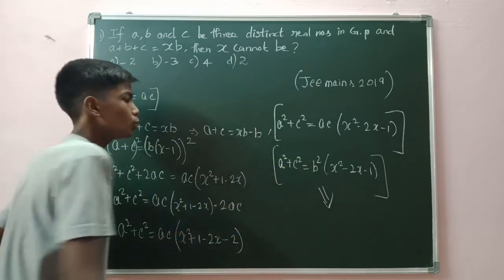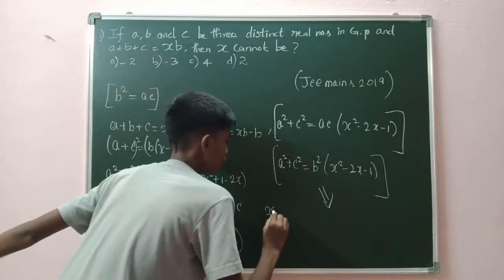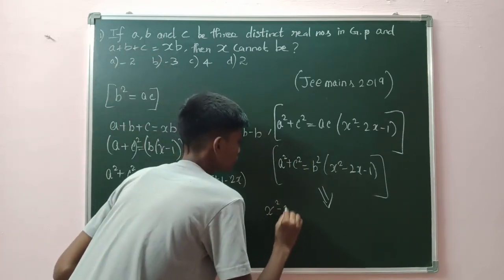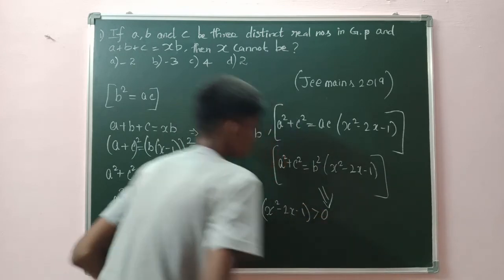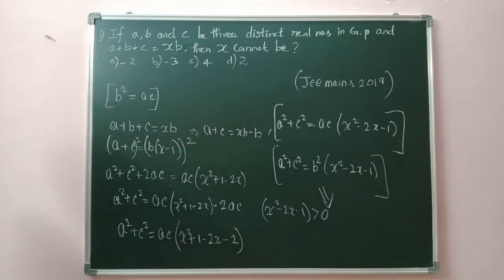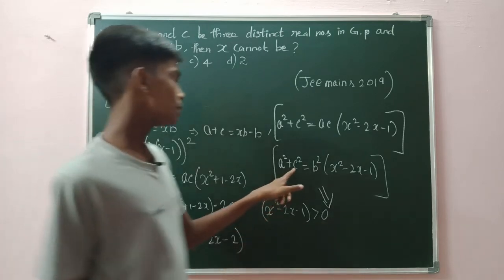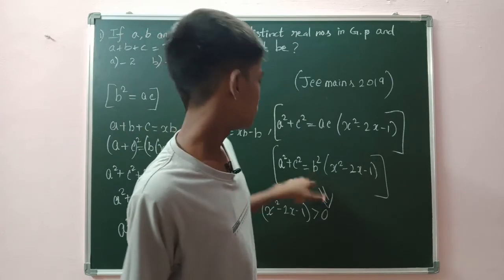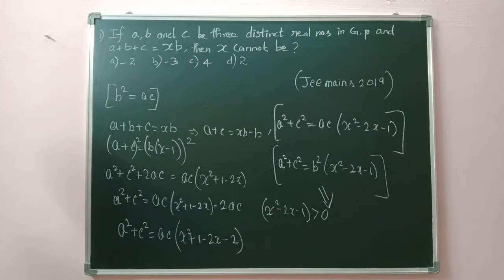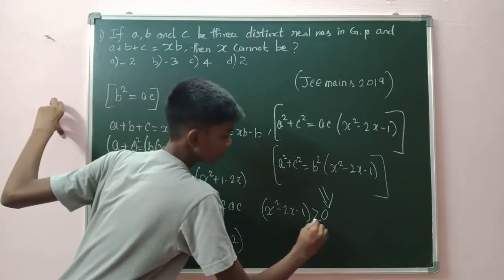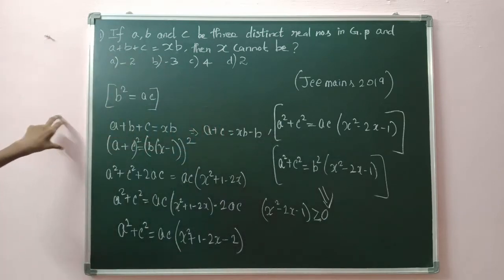When you equate these two, I will get x square minus 2x minus 1 as also positive, that means greater than 0. Correct now? Okay. So that is what I will get. If a square plus c square is positive and b square is also positive, then I will get x square minus 2x minus 1 is greater than 0. It can't be negative, but it can be 0 also. I can put the equal to symbol, okay. It can be 0 also. No problem in that.